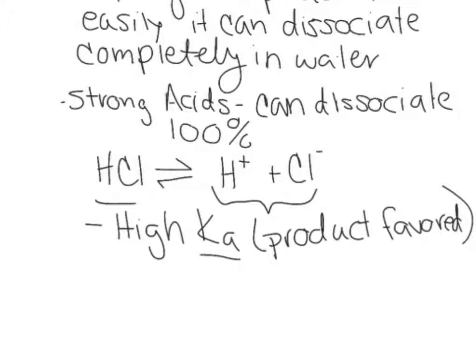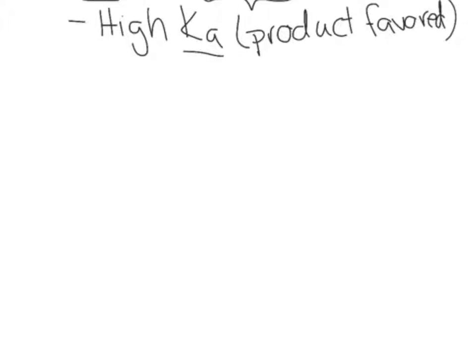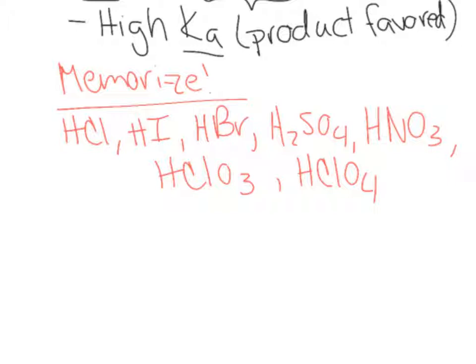Now, there are 7 strong acids that you need to have memorized, and I'm going to list them out here. You need to have them memorized for your test. These are your 7 strong acids: hydrochloric acid, hydroiodic acid, hydrobromic acid, sulfuric acid, nitric acid, HClO3, and HClO4. You need to have these memorized. Anything that does not fit in this category that is still an acid, we would consider to be a weak acid. These are the only strong acids. Everything else that is an acid is a weak acid.